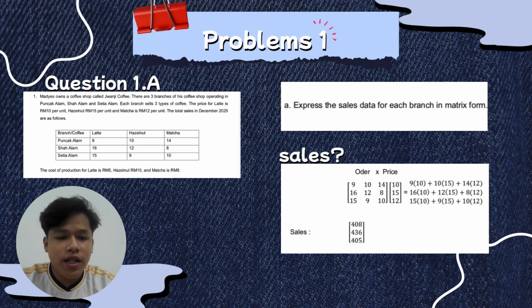First, we need to arrange order and price in matrix form, which is 9, 10, 14 for column 1, 16, 12, 8 for column 2, 15, 9, 10 for column 3. Same for the price, 10, 15, and 12. So, we use matrix multiplication, which is order multiply price. So we get 408 for column 1, 436 for column 2, and 405 for column 3.